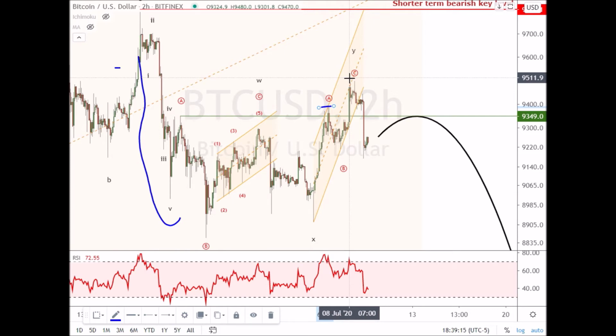Okay, so since this particular corrective pattern appears to finish off a larger pattern, then I think we're going to get a full and complete retracement fairly quick.